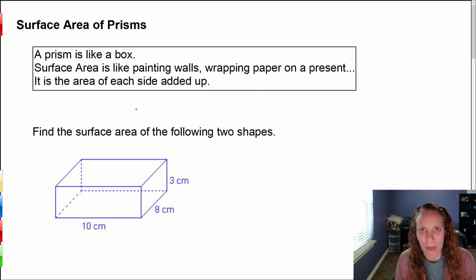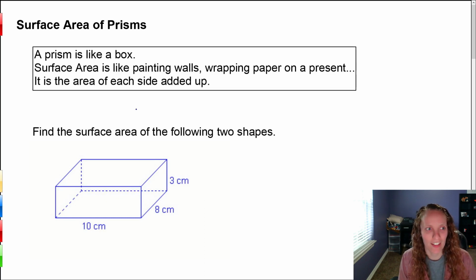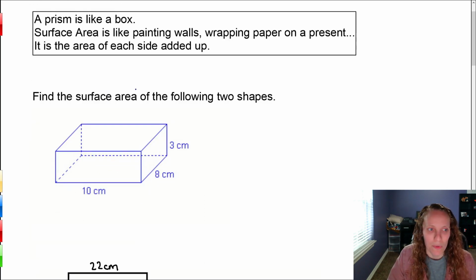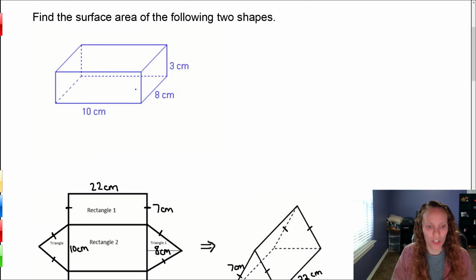Volume fills up the space that a 3D object takes up, like pouring water into a glass, while surface area might be like the label that you find on a can. It doesn't fill up the can, it's only around the edge of the can. It is the area of each side added up. So let's practice finding surface area of the following two shapes that we see. Let's start with the first one.